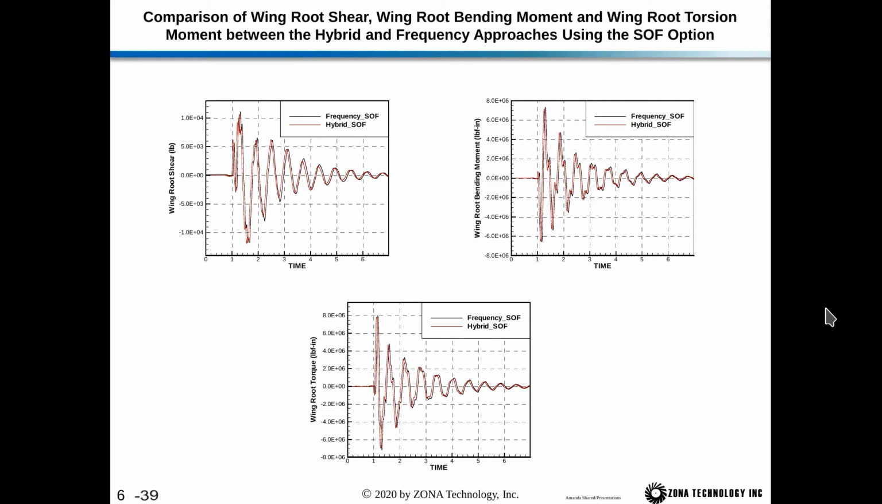Next, we'll compare the wing root shear, wing root bending, and wing root torsion. Compare the hybrid and frequency approaches using the SOF option. So once again, the hybrid and frequency computation methods agree with each other when we use the SOF option.